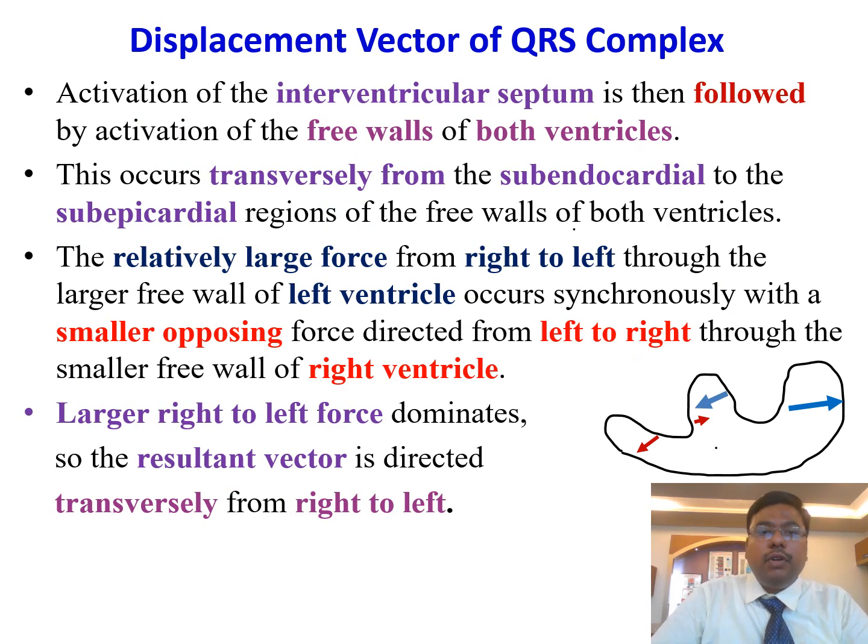Activation of the interventricular septum is then followed by activation of the free walls of both the ventricles. This occurs transversely from the subendocardial to the subepicardial regions of the free walls of both the ventricles. The relatively large force from right to left through the larger free wall of left ventricle occurs synchronously with the smaller opposing force directed from left to right through the smaller free wall of right ventricle. So the larger right to left force dominates, so the resultant vector is directed transversely from right to left. It is clearly shown in the diagram.